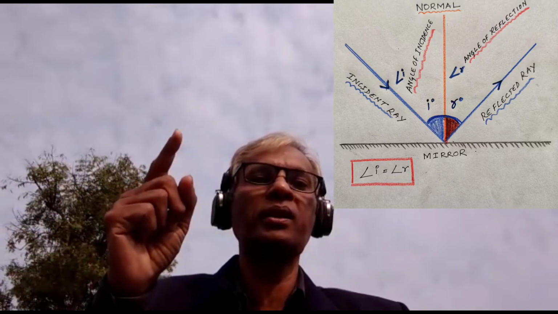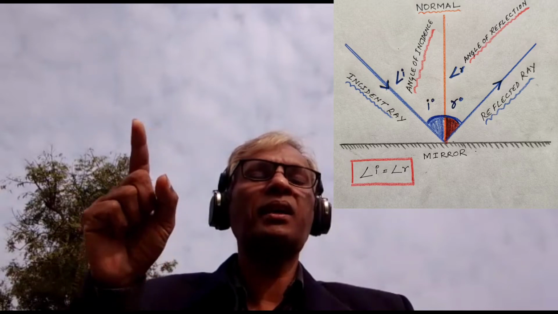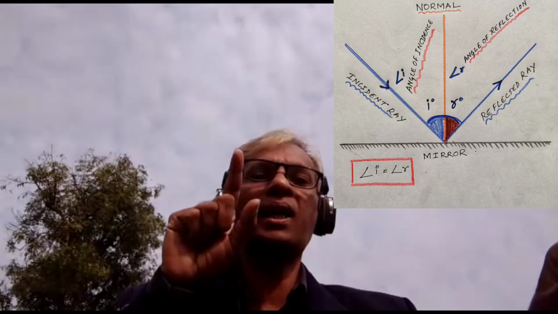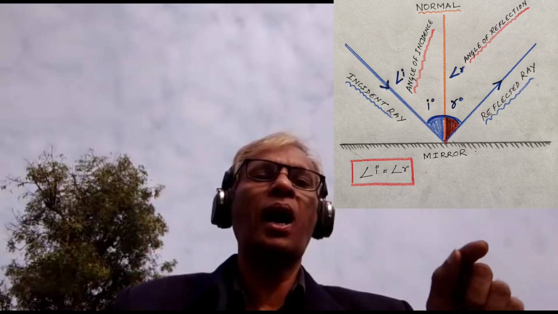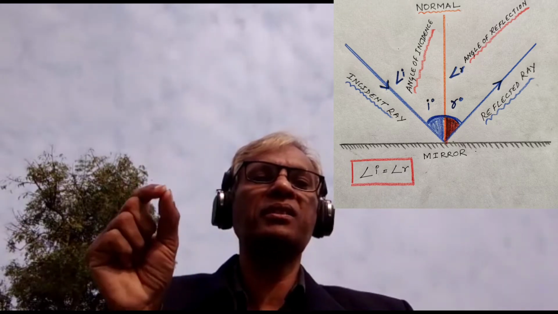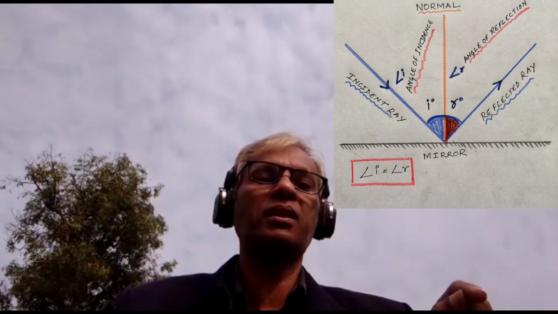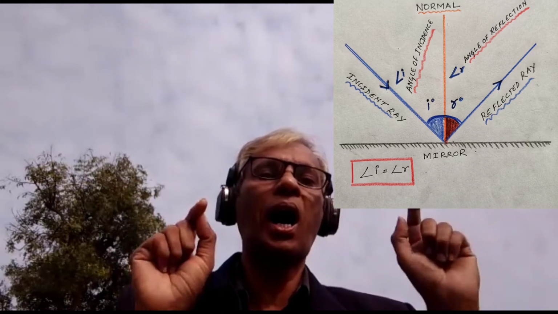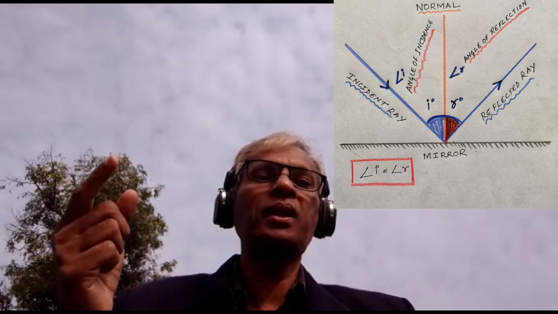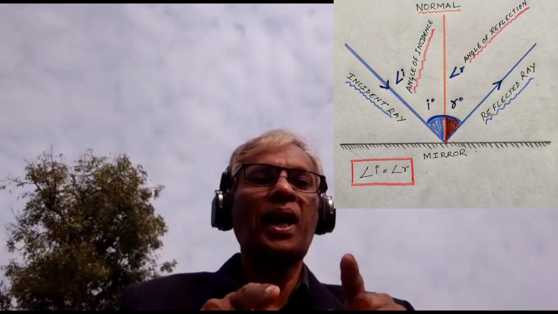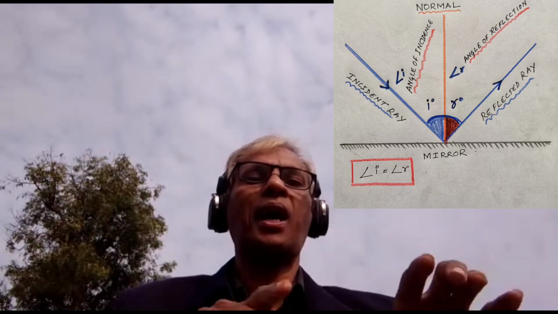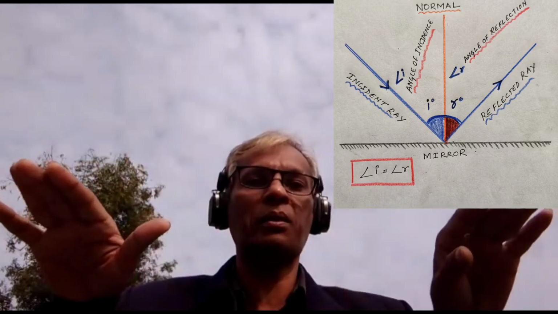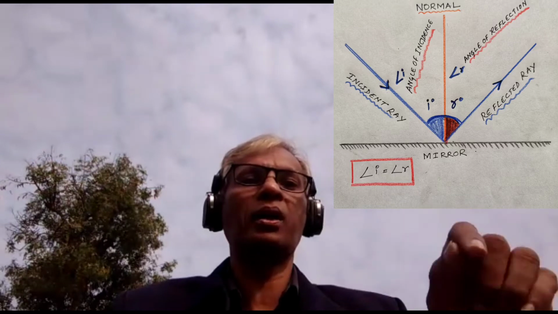So what are those points? The first point is that the angle of incidence is equal to the angle of reflection. So angle i is equal to angle r, where i represents the incident ray and r represents the reflected ray. Next, the incident ray, the reflected ray, and the normal which we have drawn as a reference all lie on the same plane. These two points you have to remember.